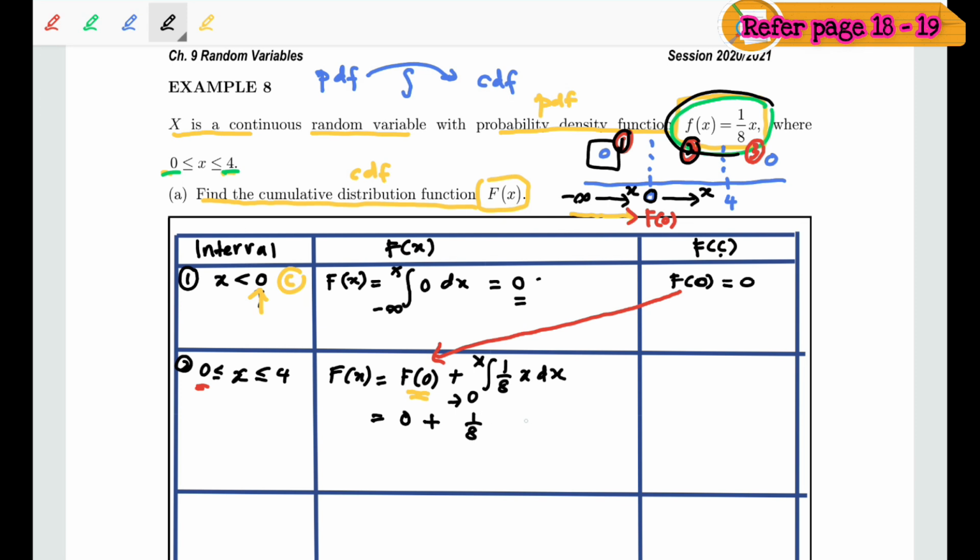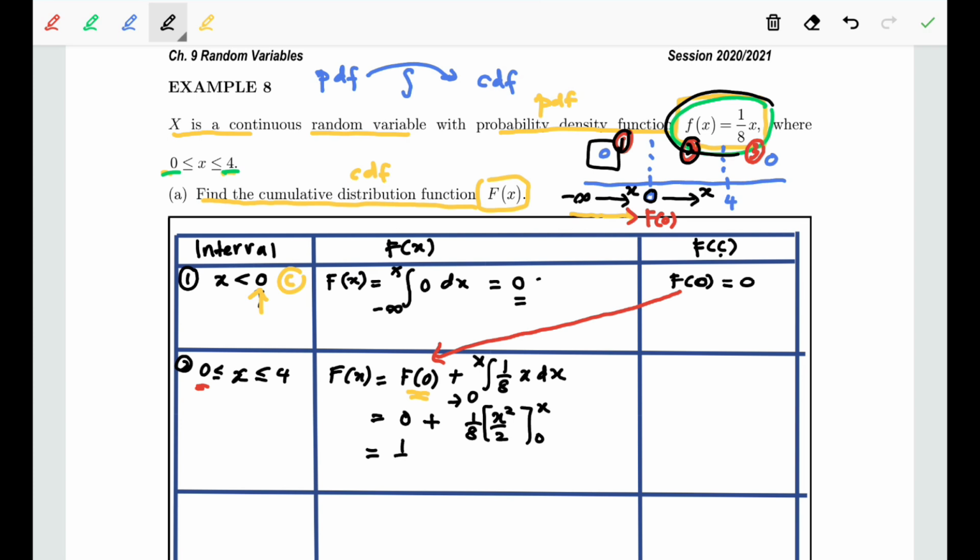It will be 1 over 8 times x squared over 2 with the limit 0 until x. Then if we simplify and substitute, we have 1 over 8 of x squared over 2 minus 0. That will give you x squared over 16.